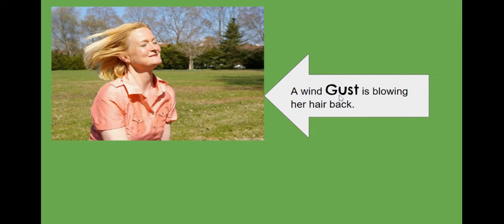A wind gust is blowing her hair back. What is a wind gust? A gust front is the leading edge of cool air rushing down and out from a thunderstorm. There are two main reasons why the air flows out of some thunderstorms so rapidly. The primary reason is the presence of relatively dry air in the low atmosphere. This dry air causes some of the rain falling through it to evaporate, which cools the air.